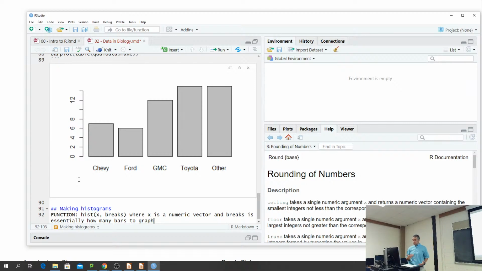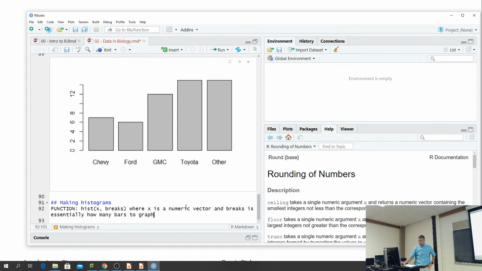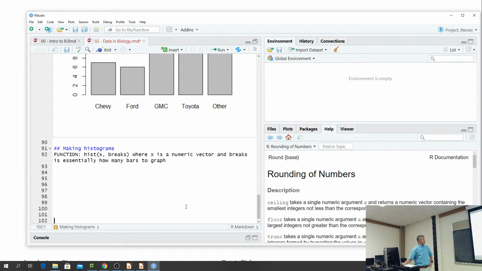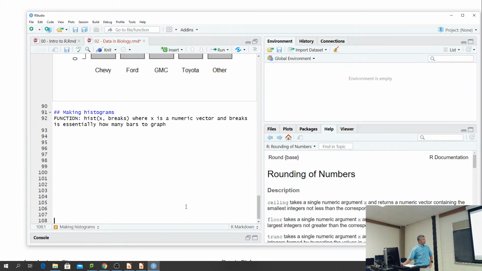But sometimes you want the histogram to have more bars. Sometimes you want the histogram to have fewer bars. It just kind of all depends on the underlying data, on your data set. Hit enter, bring those up a little bit higher.